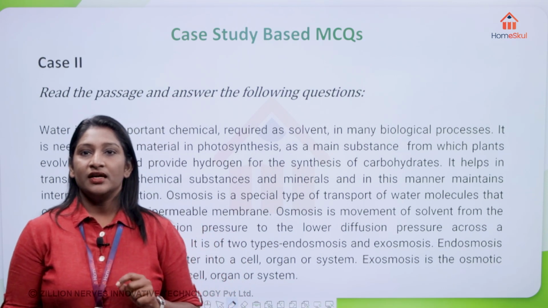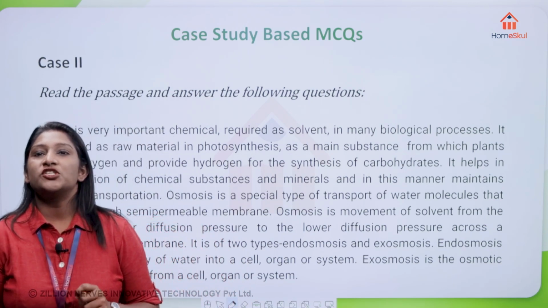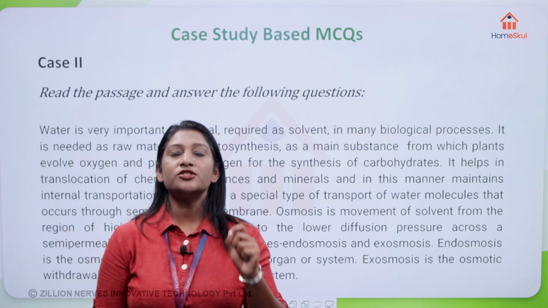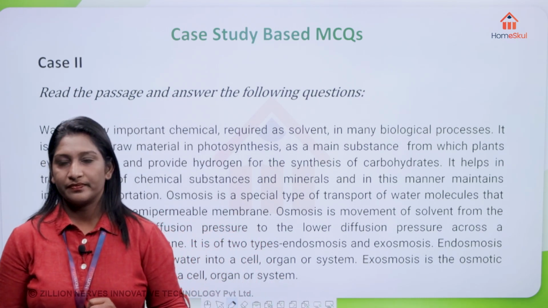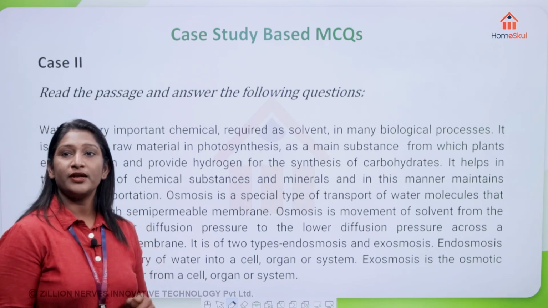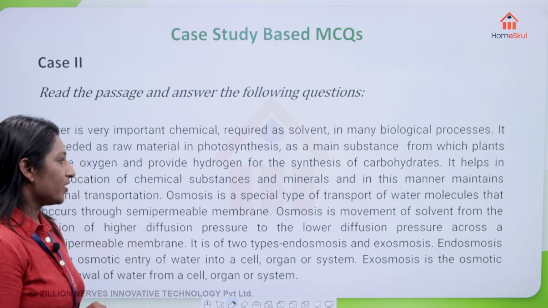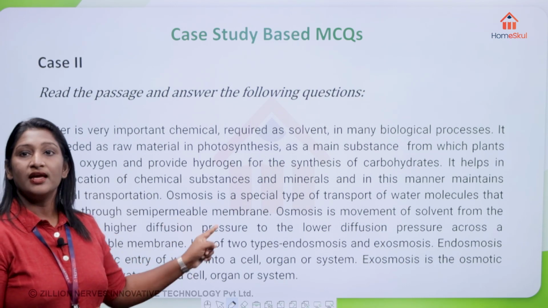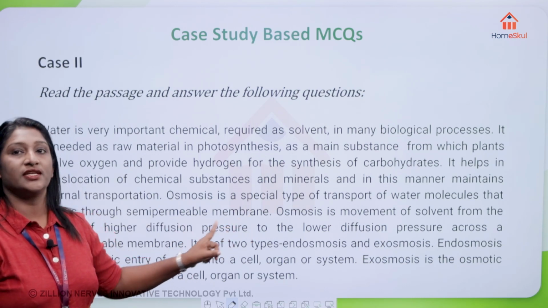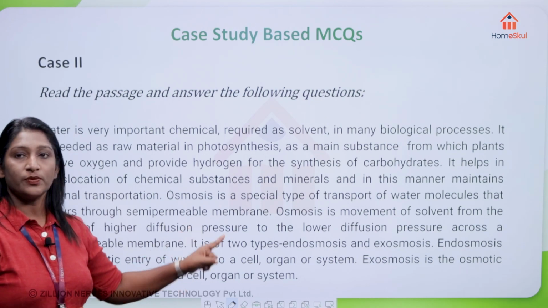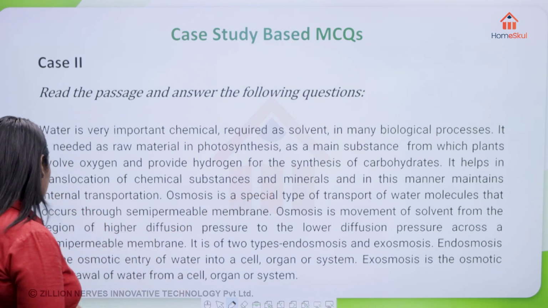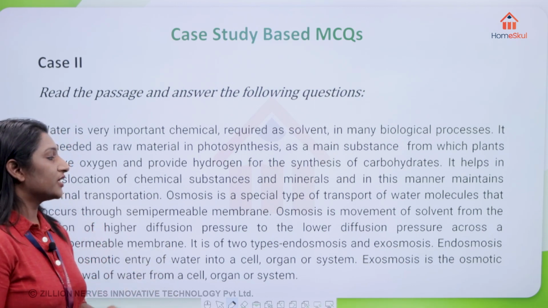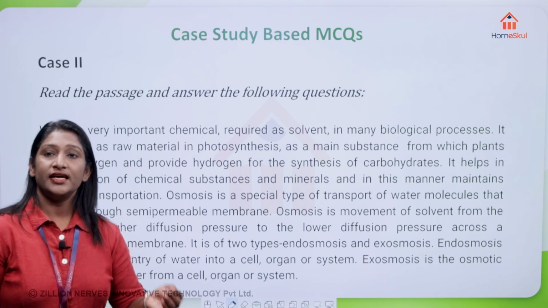And osmosis is a special type of transport of water molecules that occurs through a semi-permeable membrane. Osmosis is the movement of solvent from a region of higher concentration to a region of lower concentration, that is, from a higher diffusion pressure to a lower diffusion pressure across a semi-permeable membrane. And it is of two types, endosmosis and exosmosis.